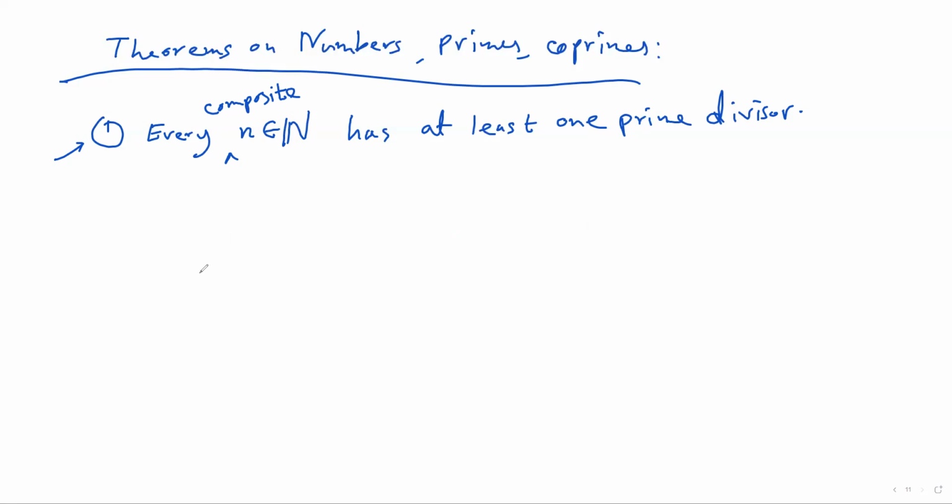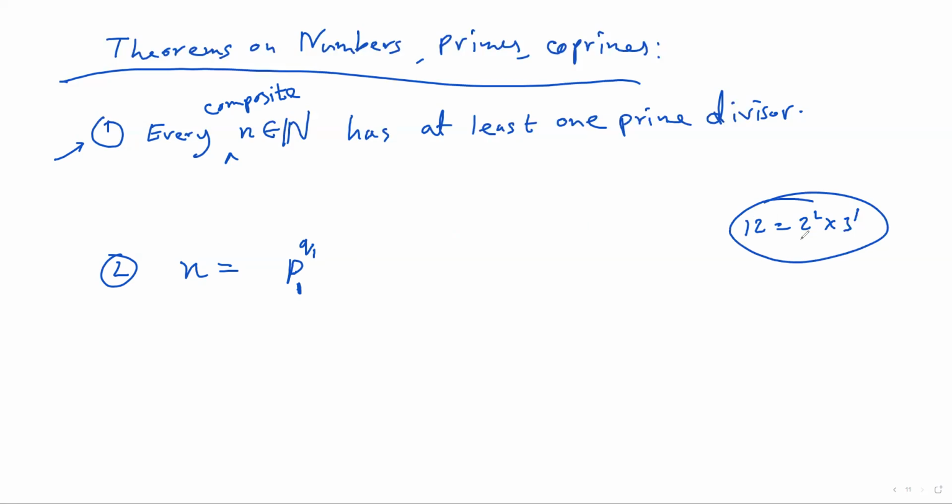Another idea is that you can express any composite number in this form: some P1, one of its prime divisors, but it can be raised up to some highest power. For example, consider 12. It can be written as 2 squared times 3 to the power 1. So I'm talking about a format of this sort.